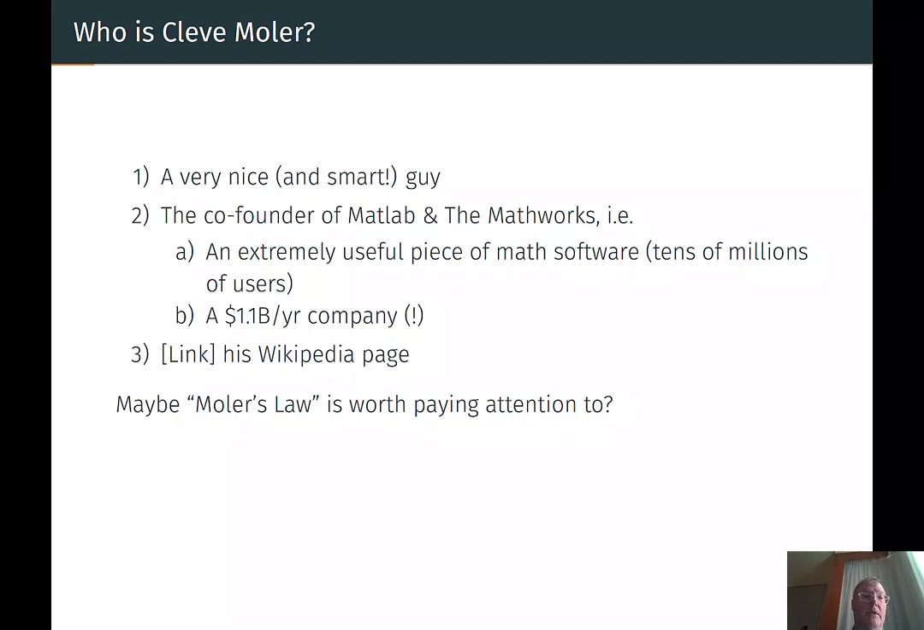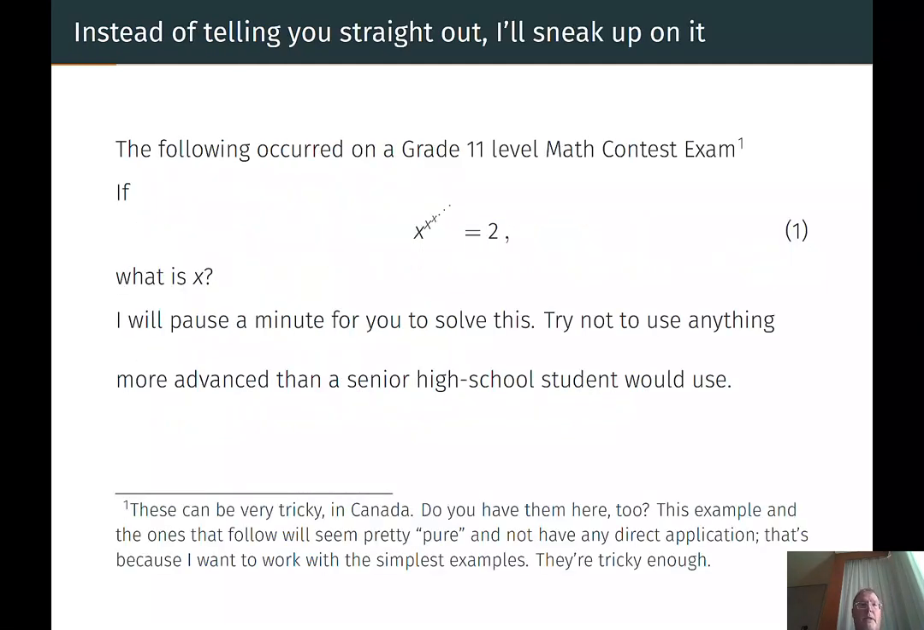So in the slides, which I will put on my webpage, there's a link to his Wikipedia page, but you can just find that all by yourself. So, okay, well, maybe Moeller's Law is worth paying attention to, whatever Moeller's Law is. I'm not going to tell you straight out what it is. I'm going to sneak up on it.